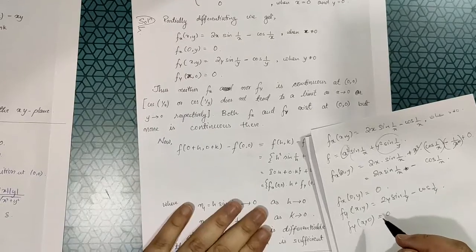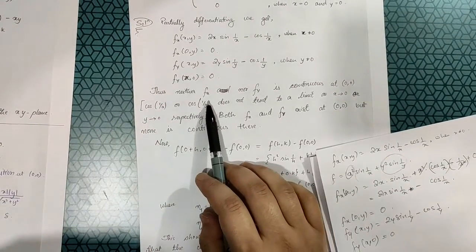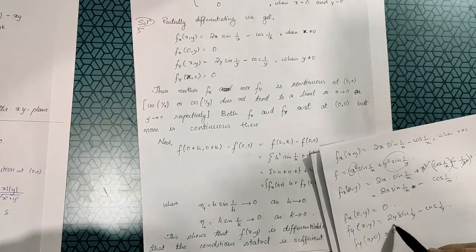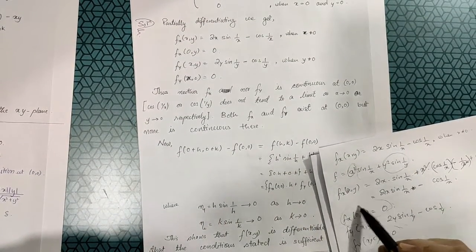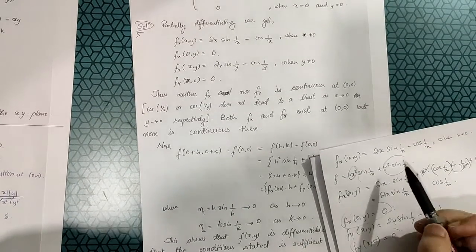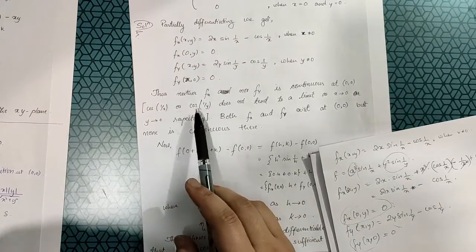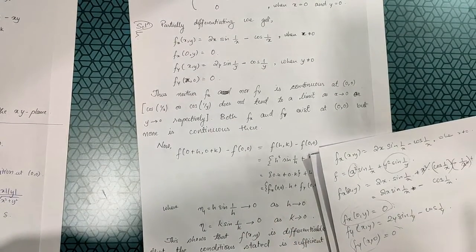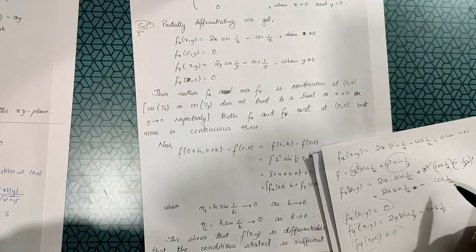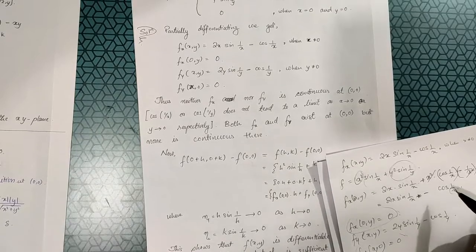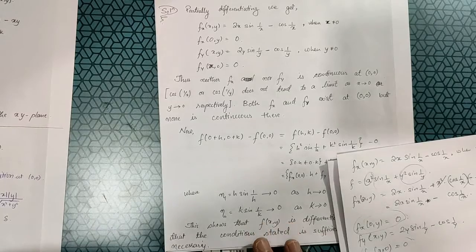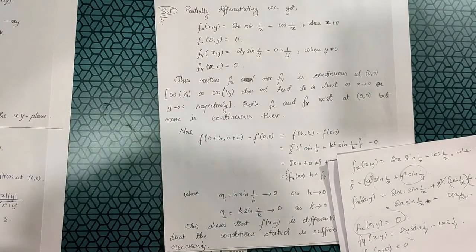So from here we see that neither f_x nor f_y is continuous at (0, 0). Both of them are not at all continuous at 0. This is because cos 1 by x or cos 1 by y does not tend to 0 as x tends to 0 and y tends to 0 respectively. Both f_x and f_y exist at (0, 0), but none of them are continuous there.